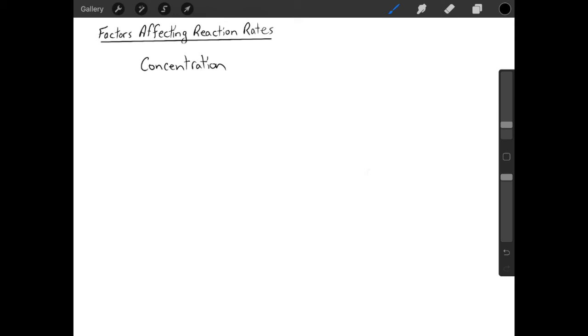The way concentrations affect the rate of a reaction is fairly similar to the physical state or surface area. A higher concentration simply means that there's a higher likelihood of collisions between the reactants, and therefore a faster rate of reaction.